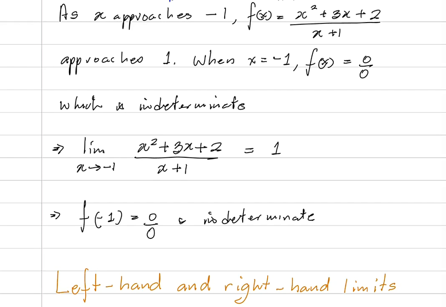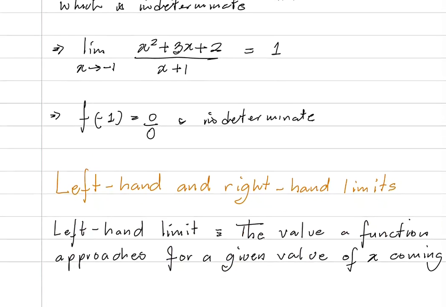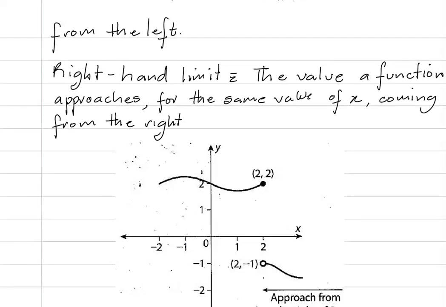All right, let's have a look at left hand and right hand limit. The left hand limit is the value a function approaches for a given value of x coming from the left. Now the right hand limit, the symbol, well, later on we'll look at that. The right hand limit is the value a function approaches for the same value of x coming from the right.